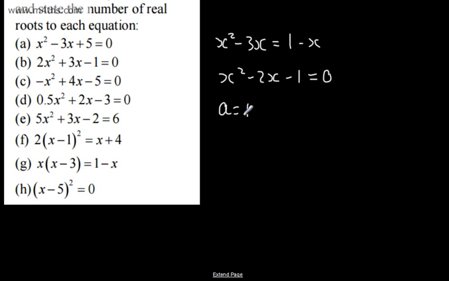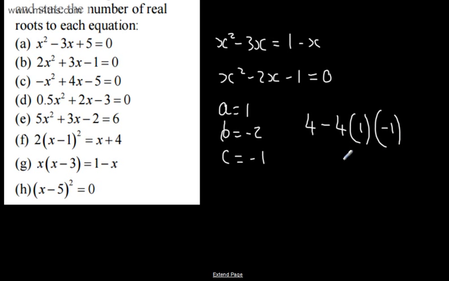So a is equal to 1, b is equal to negative 2, c is equal to negative 1. B squared will give me 4 minus 4 lots of a multiplied now by c. What's that going to give me? 8. So again, we've got 2 distinct real roots.